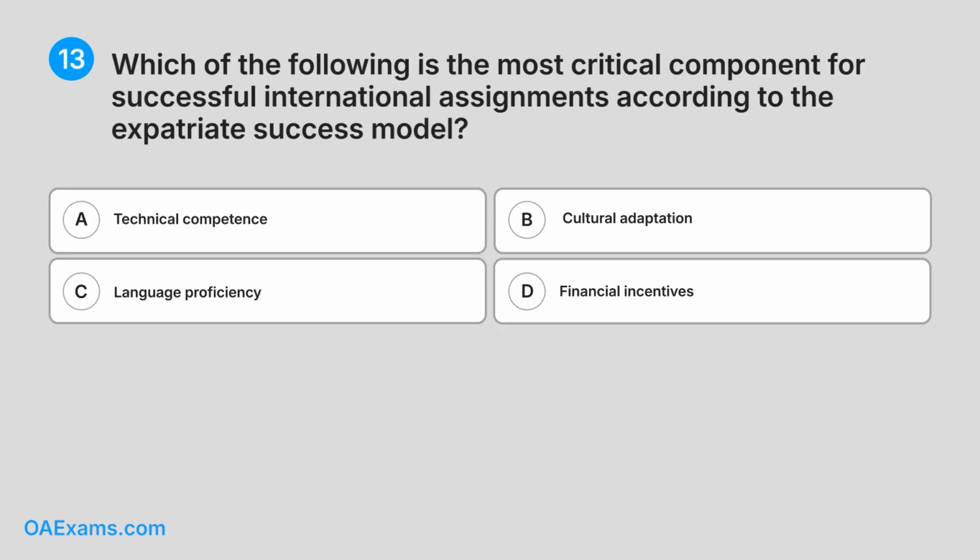13. Which of the following is the most critical component for successful international assignments, according to the expatriate success model? A. Technical competence. B. Cultural adaptation. C. Language proficiency. D. Financial incentives. What do you think is the answer?